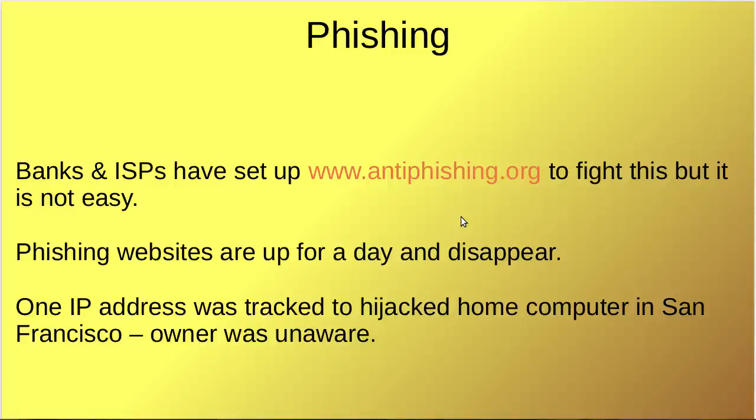So banks and ISPs have tried to fight this by setting up sites like www.antiphishing.org, to try to get the word out, but this is definitely not easy. These phishing websites show up for a day and then they disappear. There are all kinds of techniques that they use, like fast flux DNS, where they map these websites to IP addresses and change that mapping every hour or every few hours. For example, one IP address was tracked to a hijacked home computer that was part of a botnet, in San Francisco, and the owner was completely unaware that people were using their computer to serve out fake websites.